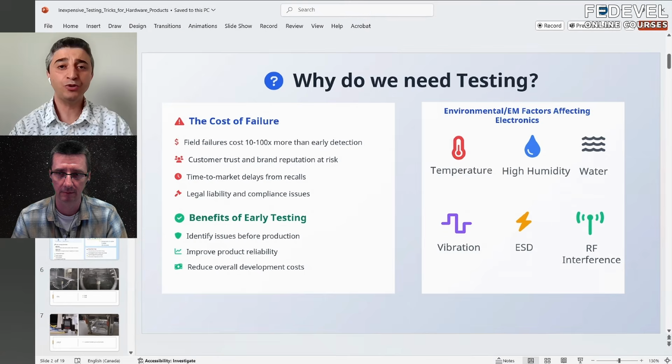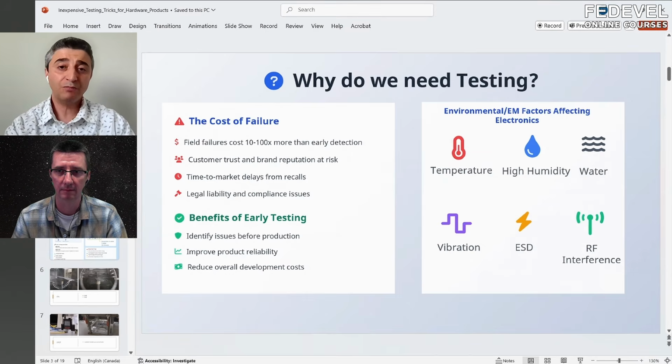So the goal is you go and find all of these issues right away rather than waiting and finding that it's too late. Now I have already designed and have finished everything. I have built hundreds of units. So we want to limit that, and we want to identify issues right away.